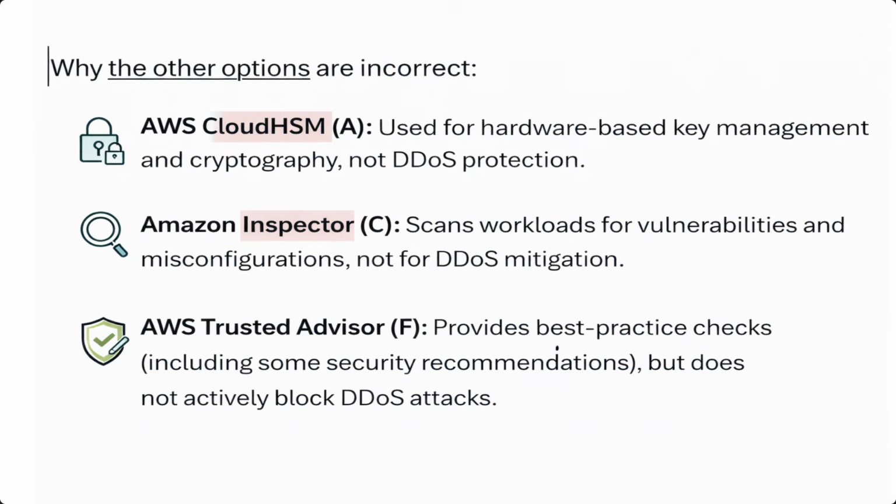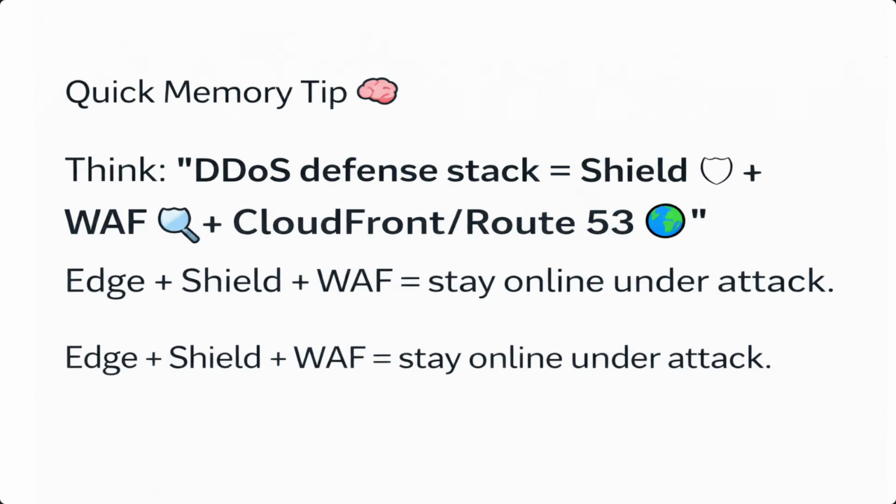Why the other options are incorrect. AWS CloudHSM (A) is used for hardware-based key management and cryptography, not DDoS protection. Amazon Inspector (C) scans workloads for vulnerabilities and misconfigurations, not for DDoS mitigation. AWS Trusted Advisor (F) provides best practice checks, including some security recommendations, but does not actively block DDoS attacks. Quick memory tip, think: DDoS defense stack equals Shield plus WAF, CloudFront, Route 53. Edge, Shield, WAF, stay online under attack.